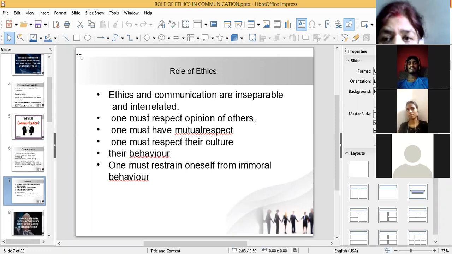Ethics and communication are inseparable. You cannot take out ethics from communication. You cannot take out ethics from behavior. You cannot take out ethics from any organization, whether you're speaking or you're writing. Every move you make is measured by your ethics, measured by you as a person. So ethics will decide what kind of a person you are. So ethics and communication are inseparable. You cannot separate them.